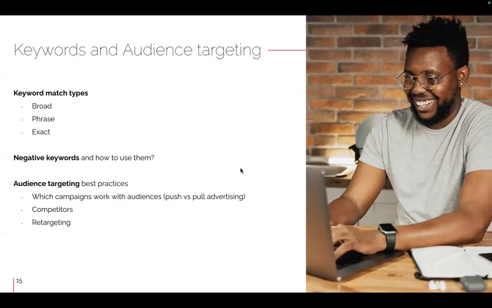A pull ad is then search ads and other types of advertising where you're not going to the client, but the client is coming to you. You can only use audience targeting on push advertising. So you can only go to that audience if you're using the type of campaigns such as YouTube and display that we mentioned before. So you can't use audience targeting on everything, but I still find it one of the most useful things on Google.